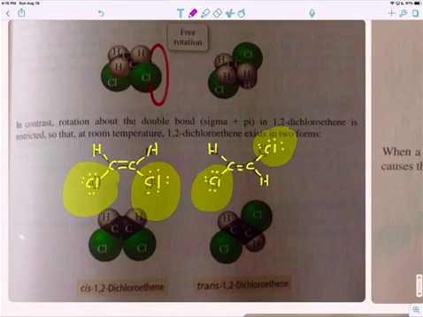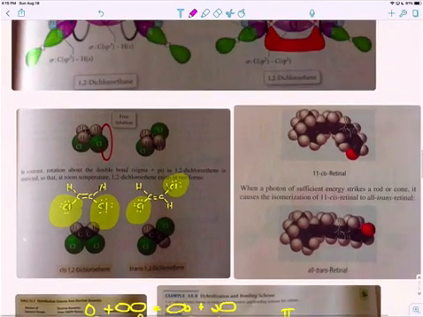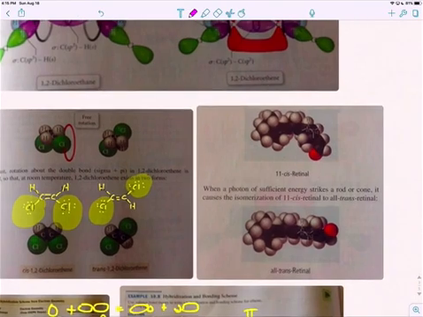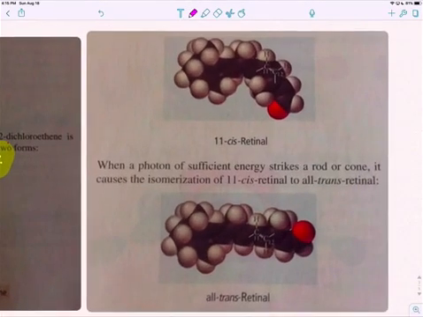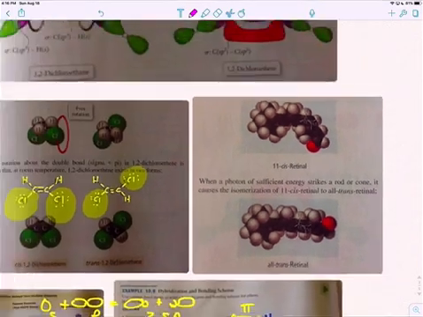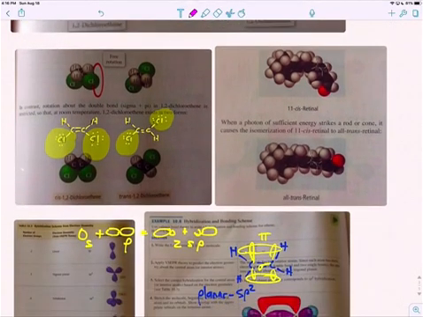And I kind of emphasized that a little bit more also with the Lewis structures there. So double bonds do not have free rotation as easily, although in a rod or cone we have the molecule 11-cis-retinal, and the photon will change the shape of that. It'll excite it. And that is in part how our eyes work.